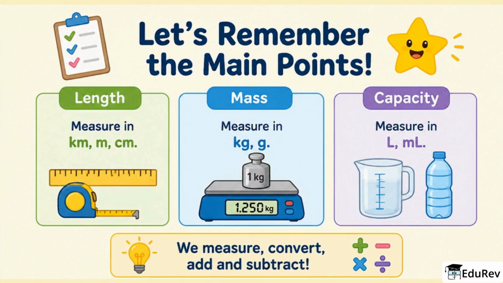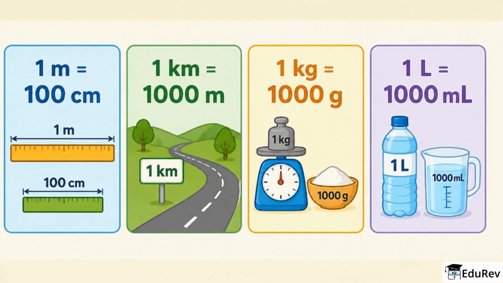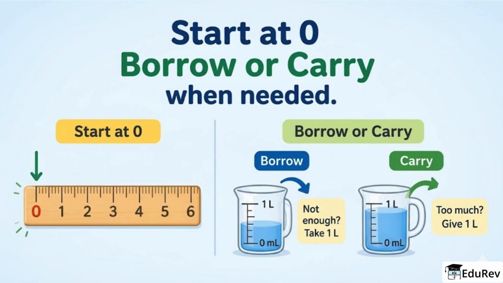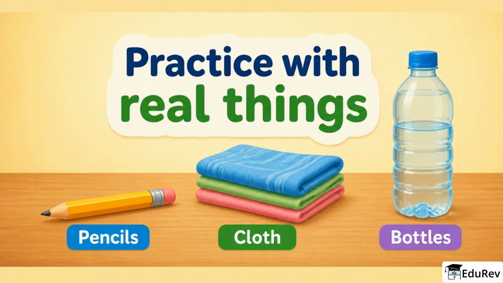Let us quickly remember the main points. 1 meter equals 100 centimeters. 1 kilometer equals 1000 meters. 1 kg equals 1000 grams and 1 liter equals 1000 ml. Multiply to go to smaller units, divide to go to larger units, and use columns to add or subtract. Keep your ruler starting at 0 and borrow or carry when needed. Keep practicing with real things at home like pencils, cloth, and bottles.